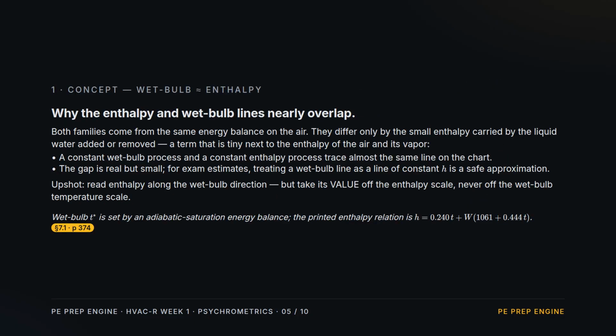Concept 4. Why wet bulb and enthalpy nearly overlap. Both come from the same energy balance on the air. They differ only by the small enthalpy of the liquid water added or removed, which is tiny next to the air and vapor enthalpy. So a constant wet bulb line and a constant enthalpy line trace almost the same path. For exam estimates, treat them as one, but read the enthalpy value off the enthalpy scale, never off the wet bulb temperature scale.